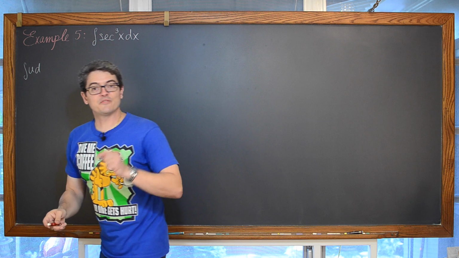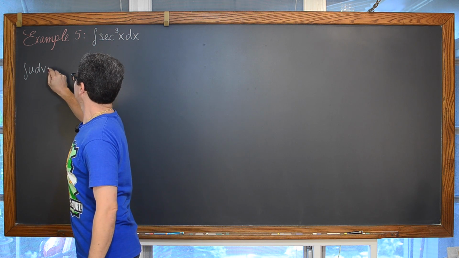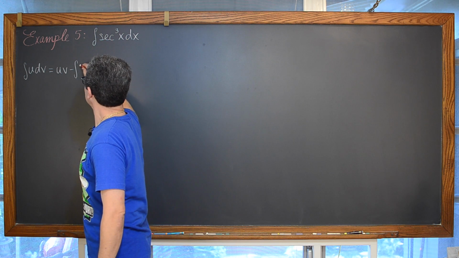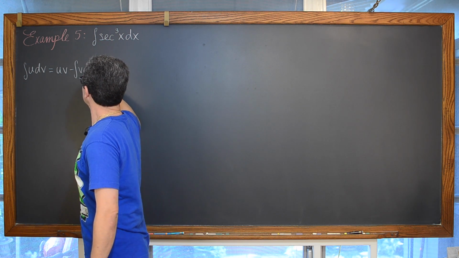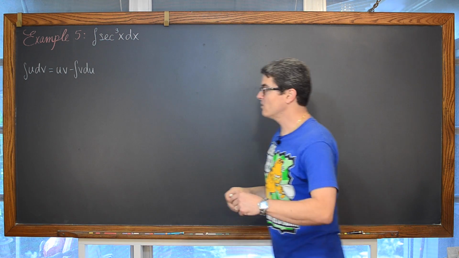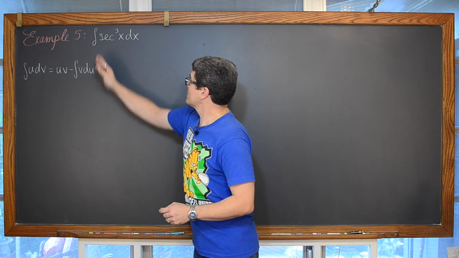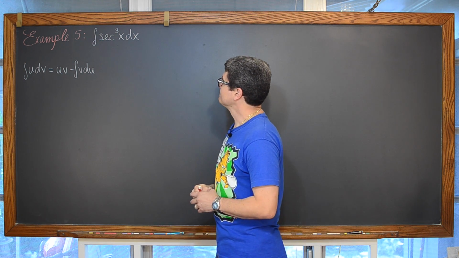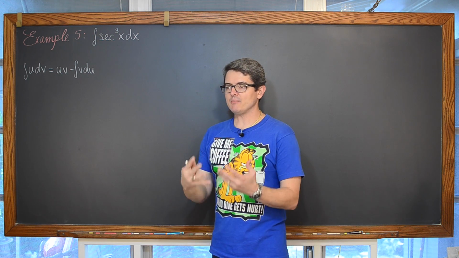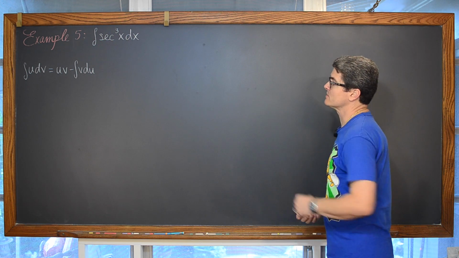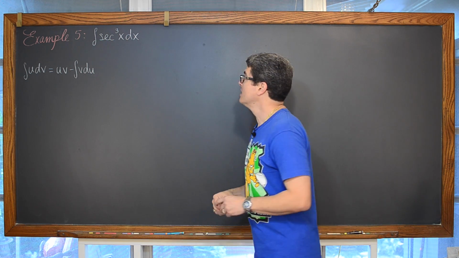So let's try that again. The indefinite integral of u dv is equal to uv minus the indefinite integral of v du. With indefinite integration by parts, we want to look for the most complicated factor that can be integrated using a basic integration rule. Right now we're just looking at the indefinite integral of secant of x cubed.